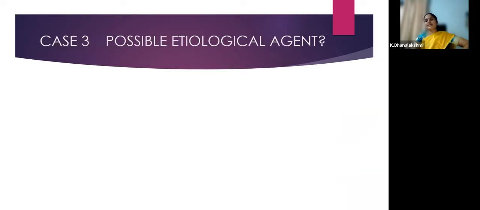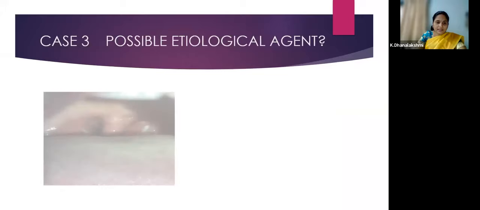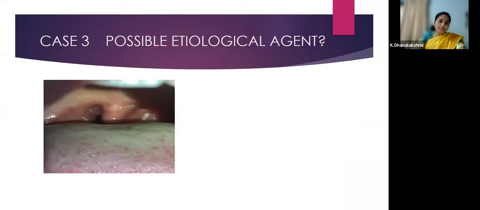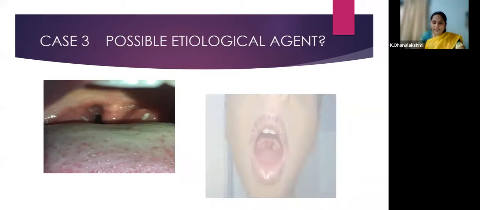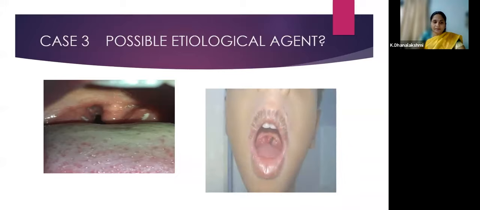Next case scenario, we'll move on to pharyngotonsillitis. I'll put two case scenarios. This is the child. This is a 4-year-old child with bilateral exudates in the tonsil. Here one more case scenario. Okay, so here we have a, sorry.